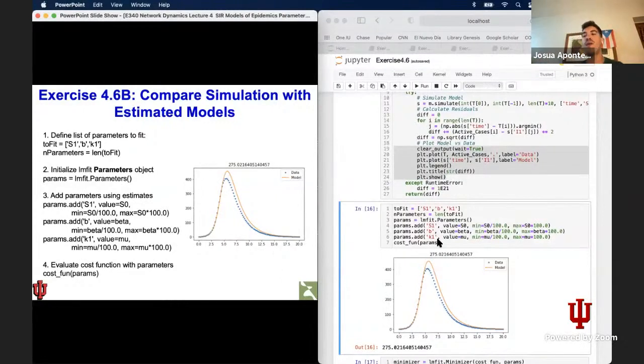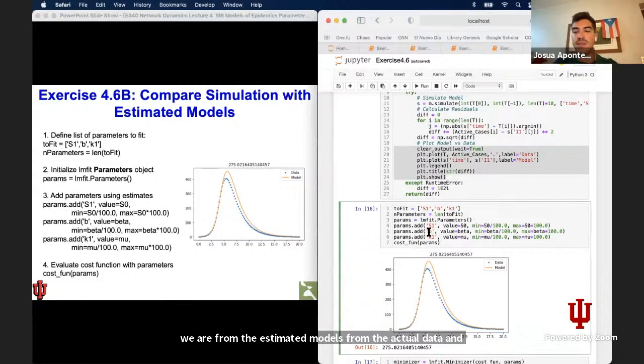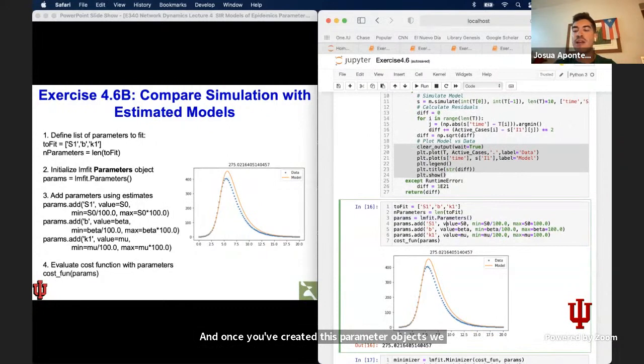Remember that we've already estimated some of these model parameters. So now let's see how far the estimated models are from the actual data. This is based on the library, which requires you to create these parameter objects. Once you've created these parameter objects, you initialize one by one the parameters that you want to estimate. In our case, we want to estimate S naught, beta, and mu.